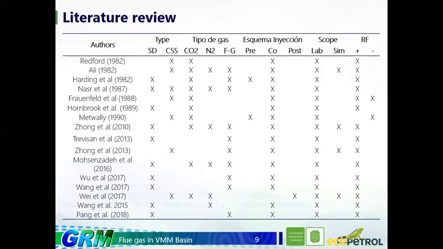So we did a literature review of this type of process. In the first column are the authors. In the second one, the type of steam injection process made. The first one is the steam drive. The second one is the cyclic steam stimulation. Then the type of gas used in the experiments, that is CO2, nitrogen, and flue gas.